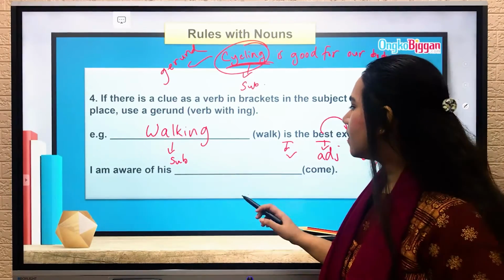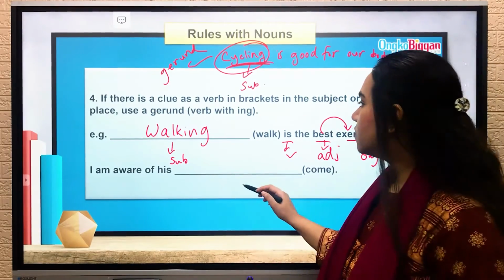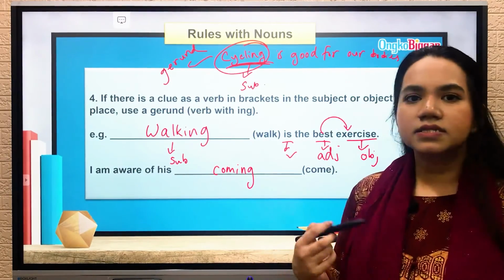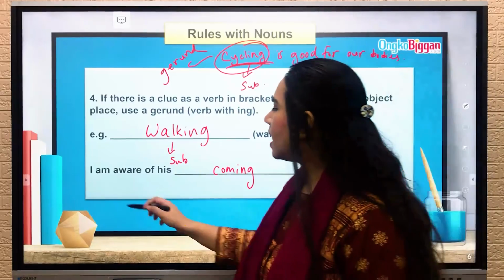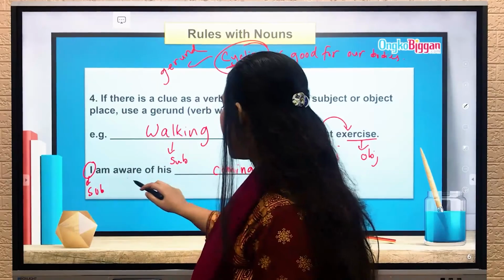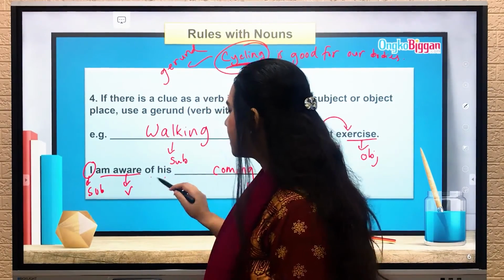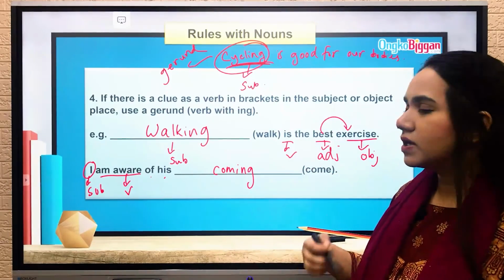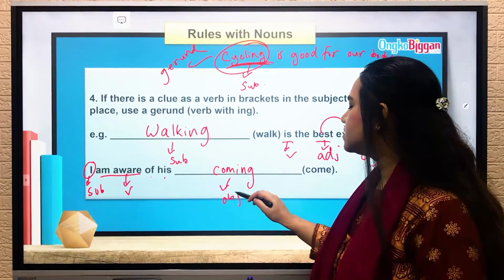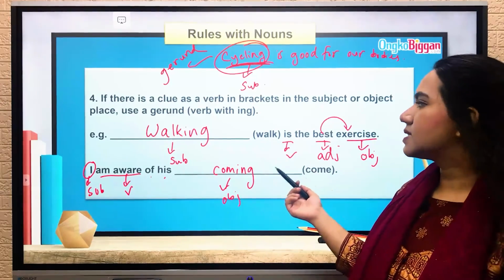Then, I am aware of his dash. So in this case, once again, what can we do? We can say coming, verb with ing. How does this turn into a noun, you may ask? I, in this case, is our subject. Then aware, I am aware, being aware, this is our verb. Of is a preposition. His is a pronoun or it's a possessive, right? And then this word coming here is my object. So most definitely it is right now a noun, or in this case it is a gerund.